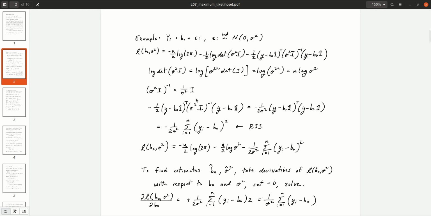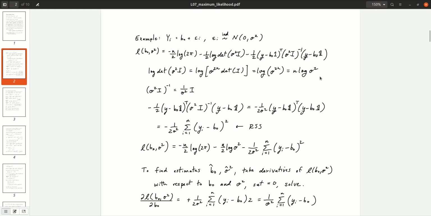So if we plug that expression in here, we get a 1 over sigma squared coming out, minus 1/2 here, and this is y minus b0 times the 1 vector transpose. There's an I on the inside, but that goes away because it's the identity matrix. And so this expression is just minus 1 over 2 sigma squared times the residual sum of squares. So this is just the squared length of the vector y minus b0 times 1. Okay, so that is the quadratic form part of the log likelihood.